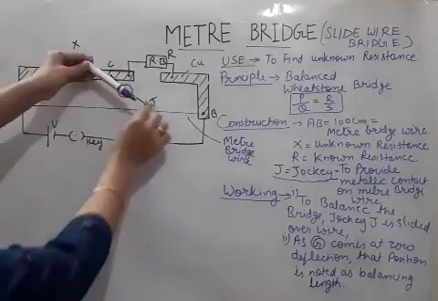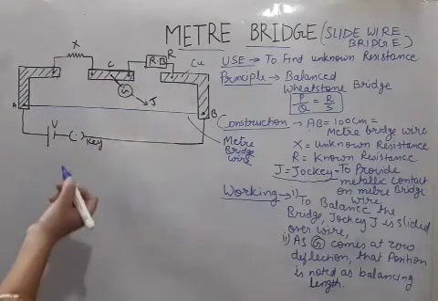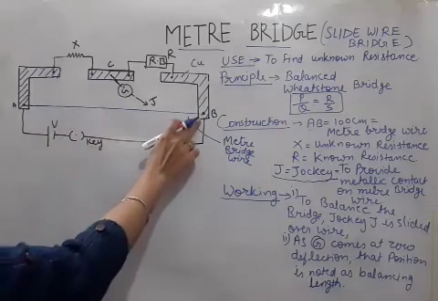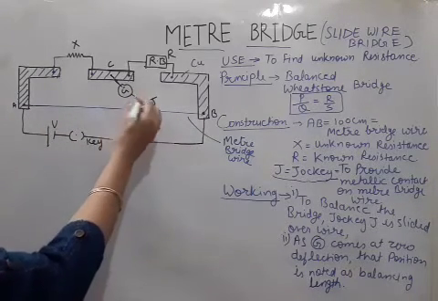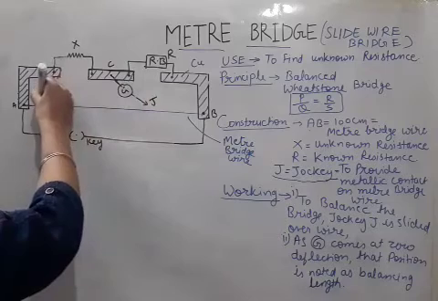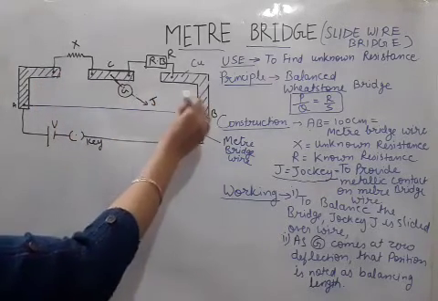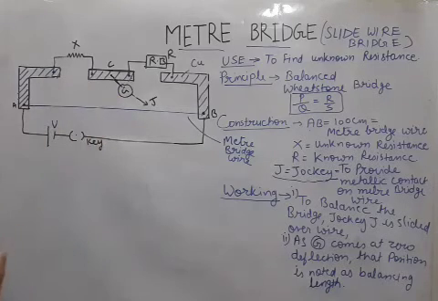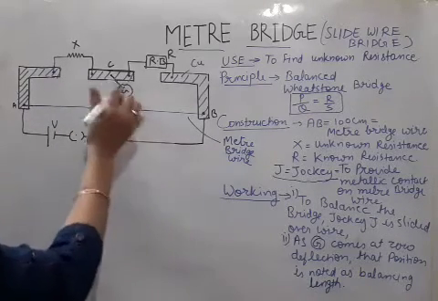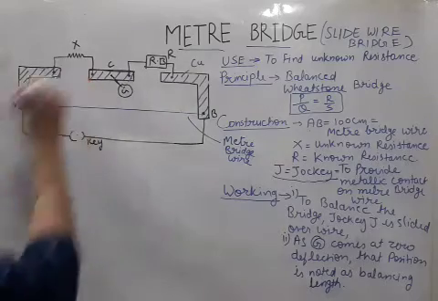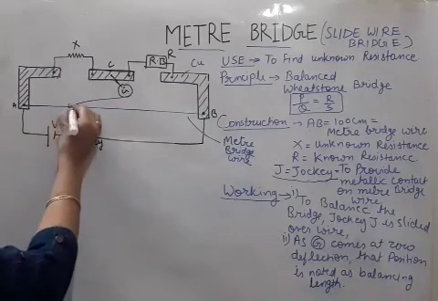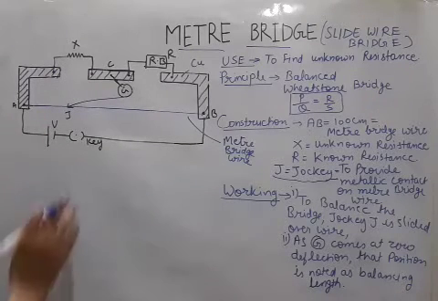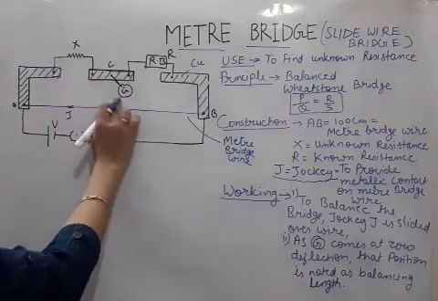Just notice the jockey is this way. Now what is the purpose of the jockey? You see there is no connection of this jockey with the AB wire. So what can we do? We can touch this jockey over the wire at different points, and we can get the galvanometer at zero deflection. How will it be? Suppose we have placed the jockey here, that means the connection is here, but maybe the galvanometer is not giving zero deflection. Then we will try some other position.